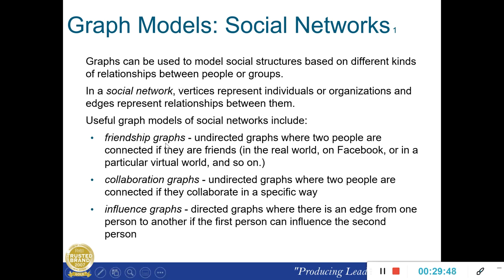Useful graph models of social networks: a friendship graph, like Facebook. A collaboration graph, where two people are connected if they collaborate in a specific way. This is more like academicians. Like me, I maybe collaborate with other departments, like the AI department, Dr. Chang, or Information System, Prof. Tao, Prof. Yu, and also other local lecturers in other universities, in UKM, or maybe in the UK or Australia. Then an influence graph, a directed graph, where there is an edge from one person to another if the person can influence the second person.